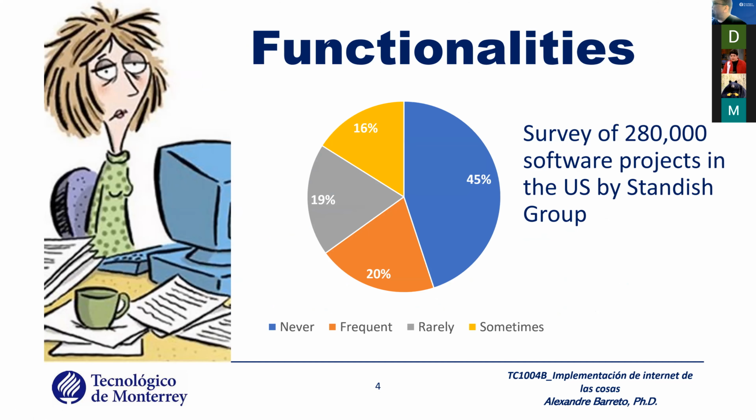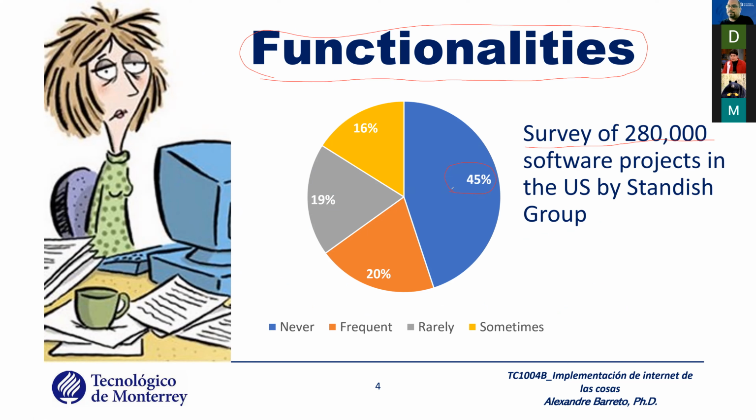But the main problem and the reason that you use methodology is because a lot of parts of the code that you produce, you lose. This company did a research, a survey with 280,000 software projects and discovered these things.